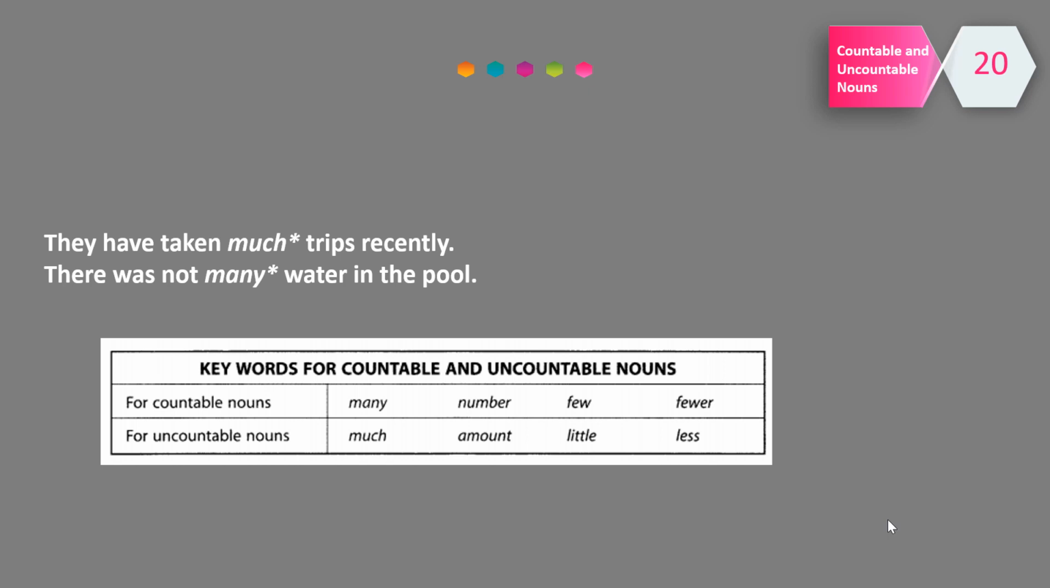Have a look at the table. Keywords for countable and uncountable nouns. For countable nouns, there are many, number, few, and fewer. For uncountable nouns, there are much, amount, little, and less.